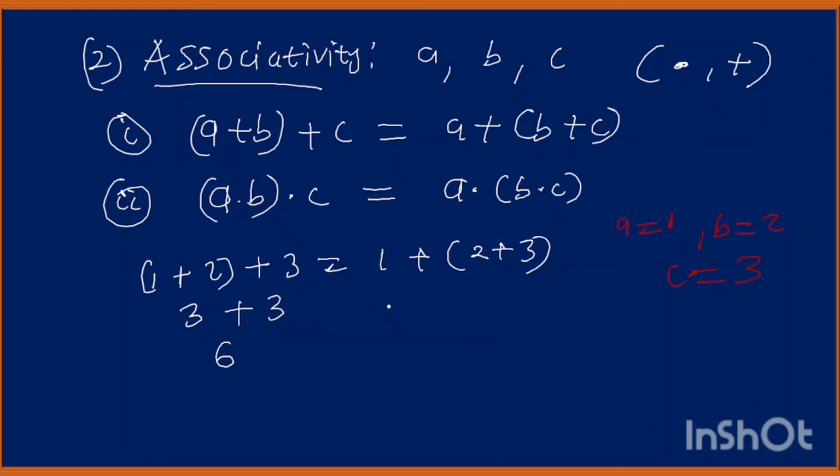Let's check the other side. 1 plus 2 plus 3 in brackets, 2 plus 3, will give me 5, and then 1 plus 5 will give me 6. So we can see that this is actually equal. So we conclude that addition is associative.